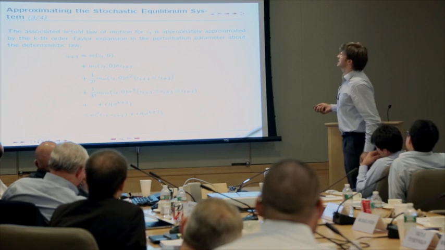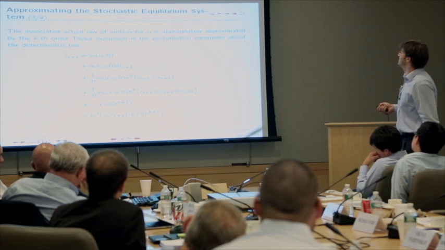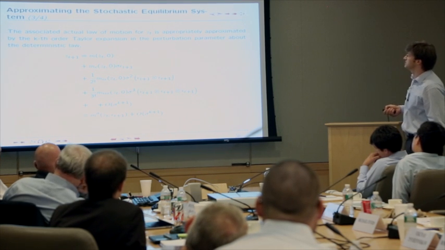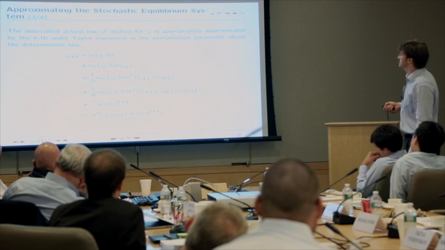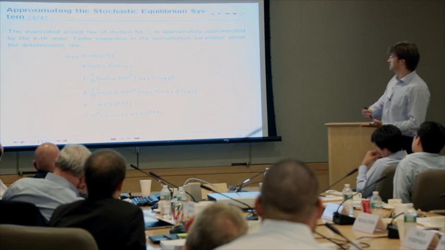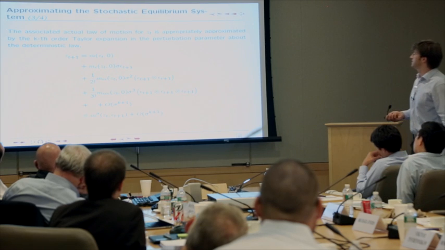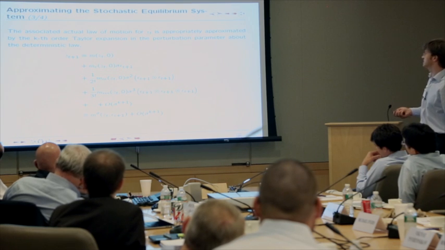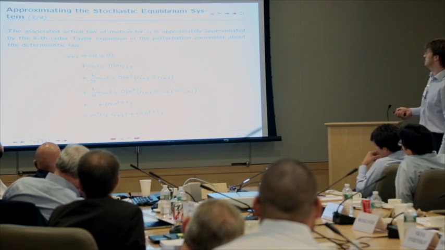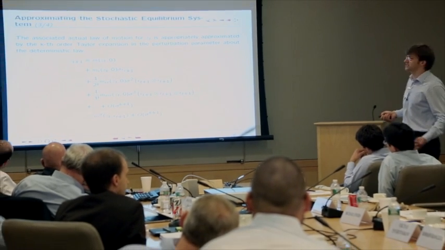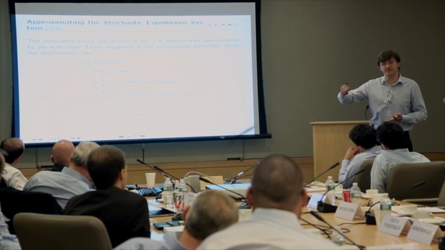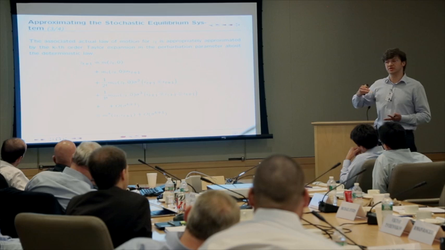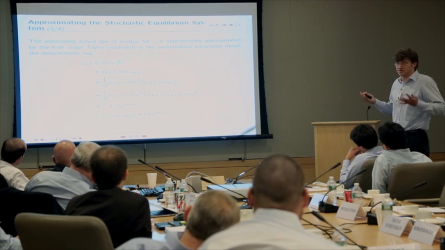Similarly, the associated actual law of motion for the exogenous variables must be appropriately approximated by a k-order Taylor series expansion. Otherwise, if you do not do it appropriately, obviously higher order terms do not enter the system, whereas the equilibrium system with expectation terms takes them into account. So they have to, of course, match.